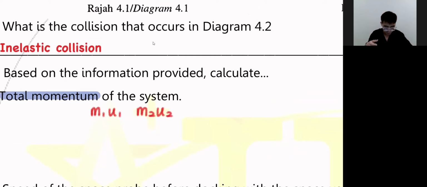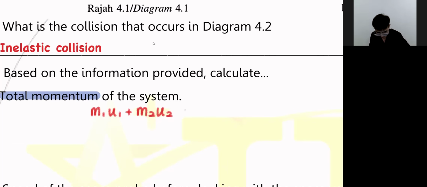And again, because we want to find total, how do you find total? Just add them together, right? So if you use the total momentum, the initial momentum of the object number one, which is the space vehicle, and then add it together with the momentum of the space prop, you will get the total momentum of the system. But of course, like I said, this is one method.